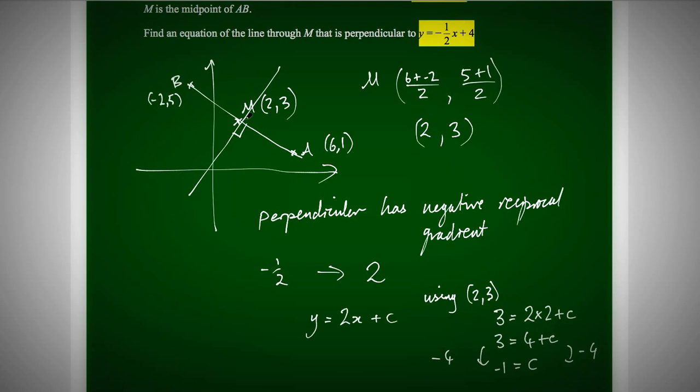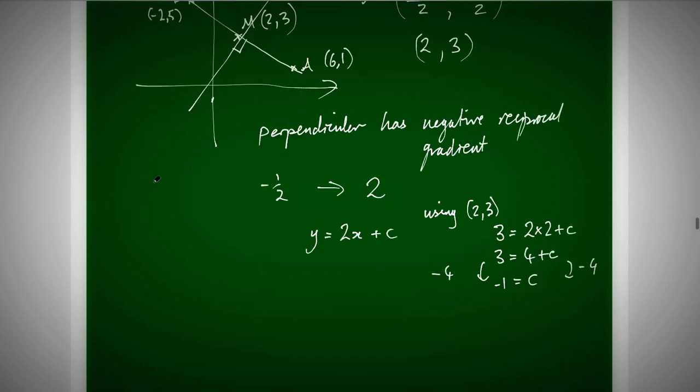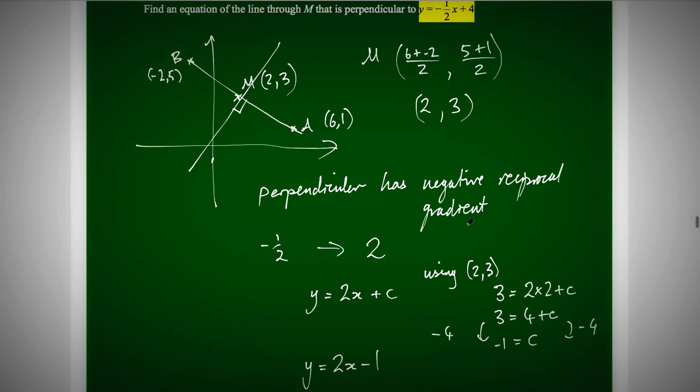So this line is obviously not properly drawn, minus 1 is down here, and that line should have gone through that point there. Doesn't matter, I just use that graph to give me an idea of the whole question. So now that I've found what c is, I can put that back into this equation, y equals 2x minus 1, and that is the perpendicular to the line AB.